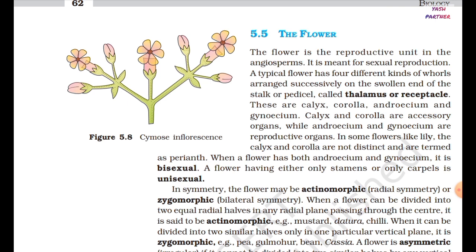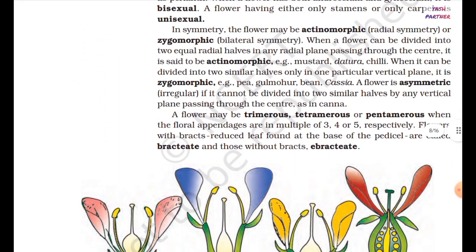When it can be divided into two similar halves only in one particular vertical plane, it is zygomorphic, example pea, gulmohar, bean, cassia. A flower is asymmetric, irregular, if it cannot be divided into two similar halves by any vertical plane passing through the center, as in canna. A flower may be trimerous, tetramerous or pentamerous when the floral appendages are in multiples of 3, 4 or 5 respectively. Flowers with bracts, reduced leaf found at the base of the pedicel, are called bracteate, and those without bracts, ebracteate.